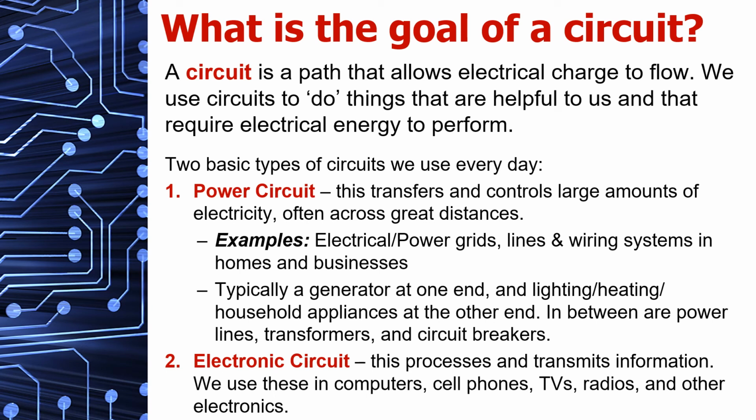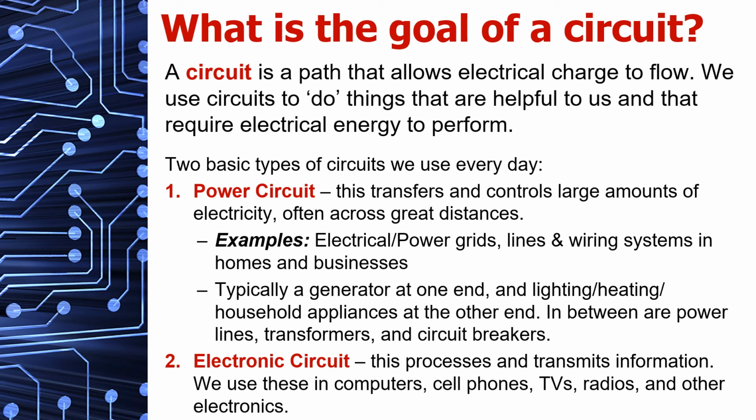Okay, the second kind of circuit is an electronic circuit, and these tend to be much smaller. These are circuits that are built and usually contained within the objects in our homes, like our computers, cell phones, televisions, radios, any electronics that you're using, your video game consoles, your remote controls, all that stuff. Now, it's not just a matter of scale, but the matter of scale is there for sure.